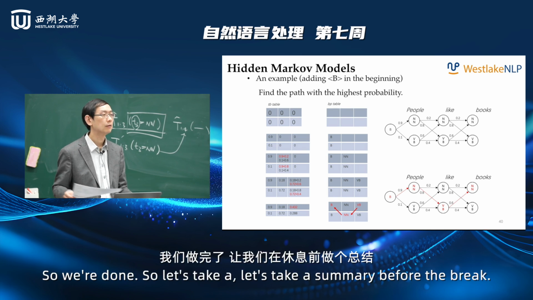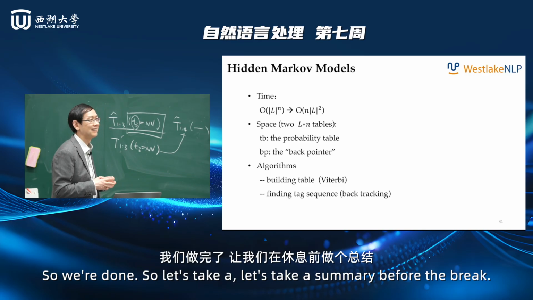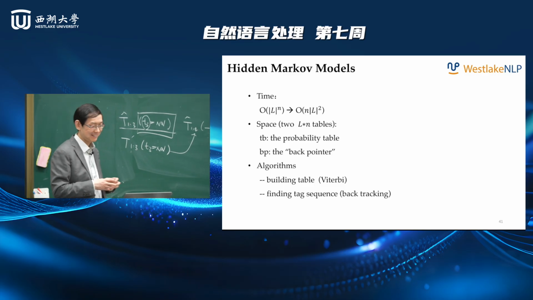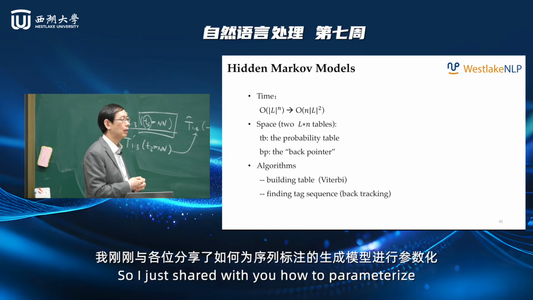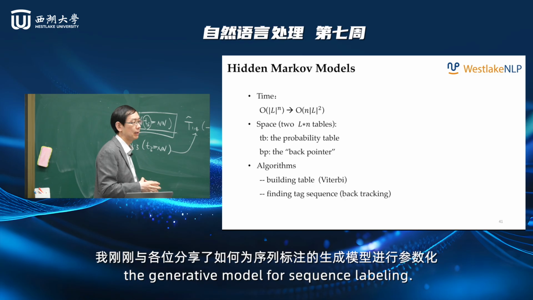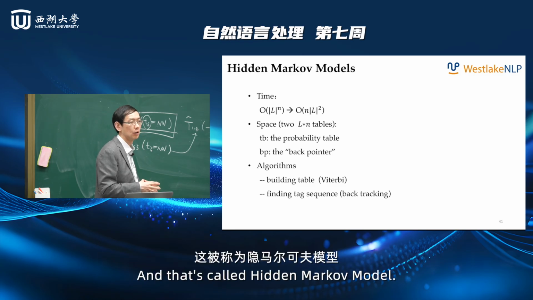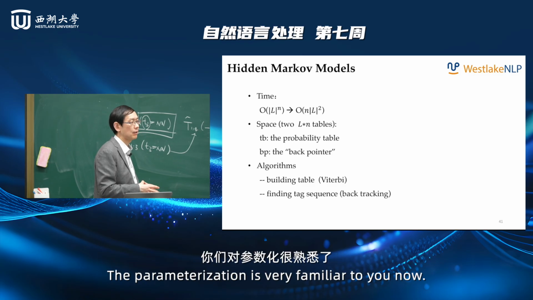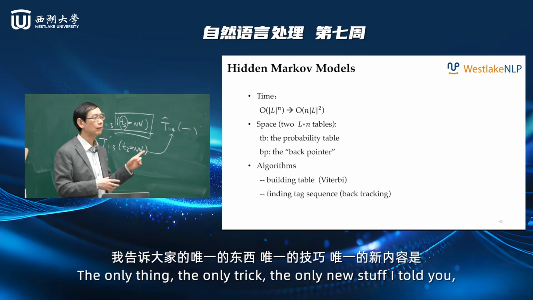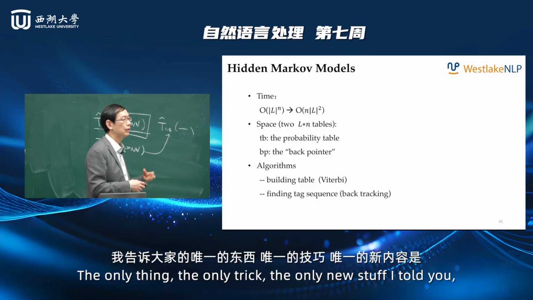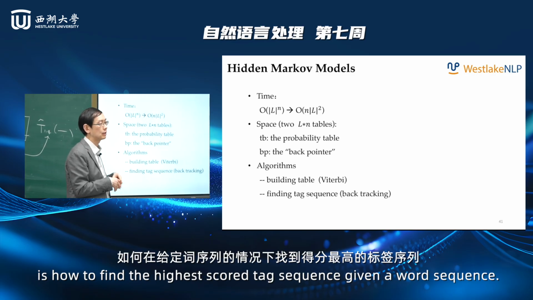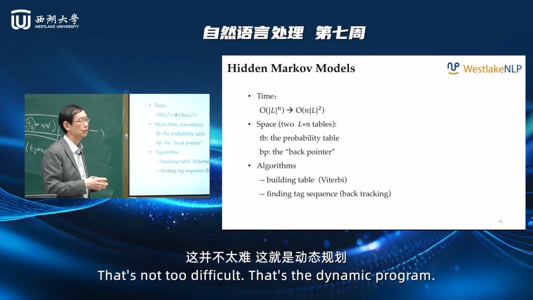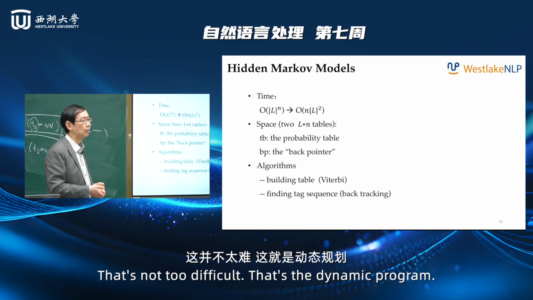Okay, so we're done. So let's take a summary before the break. I just shared with you how to parameterize the generative model for sequence labeling, and that's called hidden Markov model. The parameterization is very familiar to you now. The only new trick I told you is how to find the highest scored tag sequence given the word sequence. That's not too difficult. That's the dynamic program.